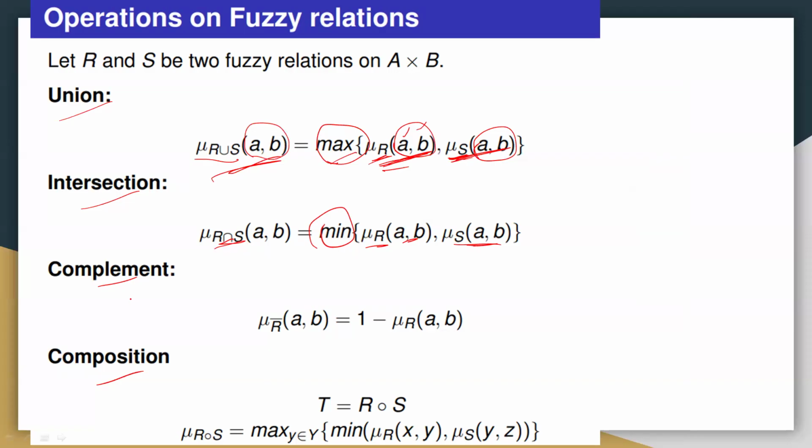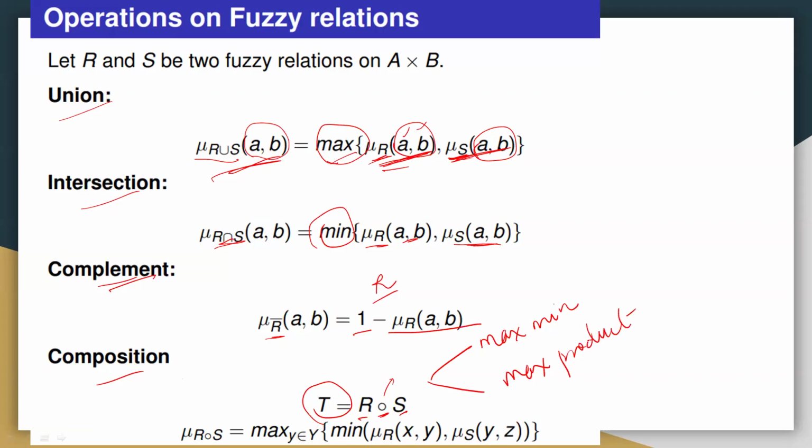Similarly, we have another operation, that is complement. If you want to find it for the relation R, it is mu R dash of A B equals 1 minus mu R of A B, which is denoted by R dash. Okay. Similarly, we also have an important operation, that is composition. It is denoted by R, this operator, and S. This is known as the composition operator. Suppose it gives you a new relation matrix T. It is basically of two types. I already told you, that is the max min composition and the max product composition.